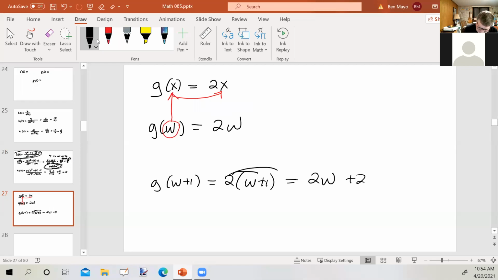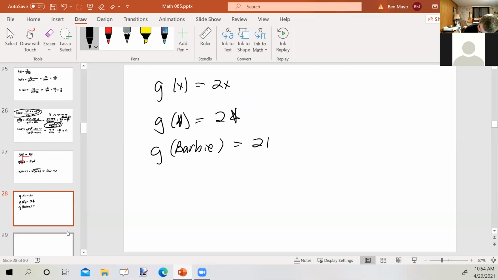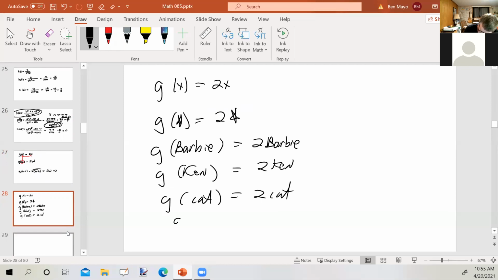Okay. Let's take that a little bit further. Let's say again, we've got g of x equals 2x. What would g of star equal? Well, that would be 2 times star. How about g of Barbie? G of Barbie would be 2 times Barbie. How about g of Ken? That would be 2 times Ken. G of cat would be 2 times cat. G of whatever would be 2 times whatever. Okay, so whatever you'd put in there, you'd take 2 times that input. All right, so don't make it more difficult than it is. Don't create some magical universe. It's just substitution.